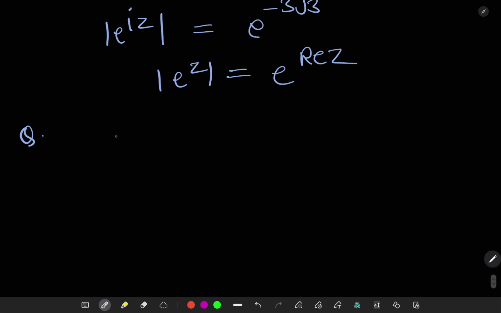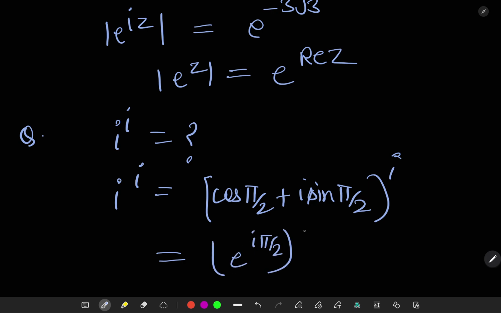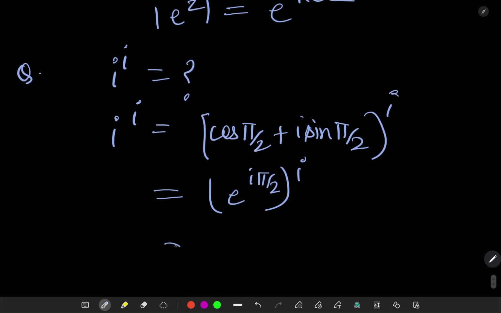Let's do another question. Find the value of iota raised to power iota. Here we can write iota is equal to cos pi by 2 plus iota sine pi by 2, whole power iota. So we can write this term as e raised to power iota pi by 2, and whole power iota. So this iota multiplied by this iota becomes minus pi by 2, and this is the value of iota raised to power iota.